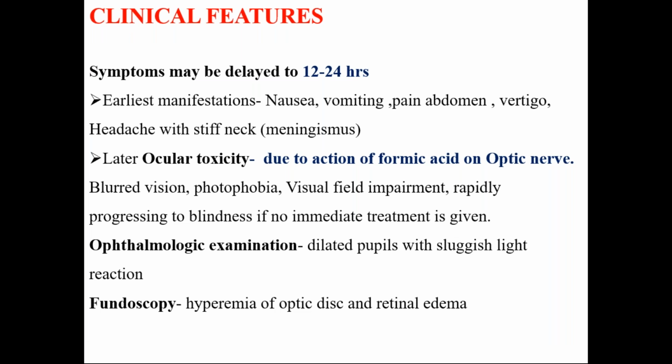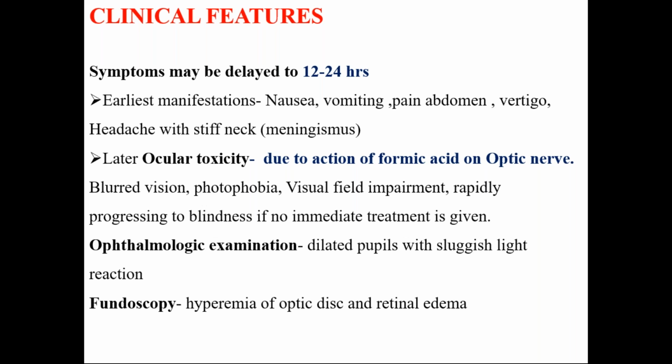What are the clinical features? There will be symptoms which develop within 12 to 24 hours, which we call the earliest manifestations. The earliest manifestations are nausea, vomiting, pain abdomen, vertigo, and headache with stiffness of the neck, which we call meningismus. Meningismus is the earliest feature of methyl alcohol poisoning.